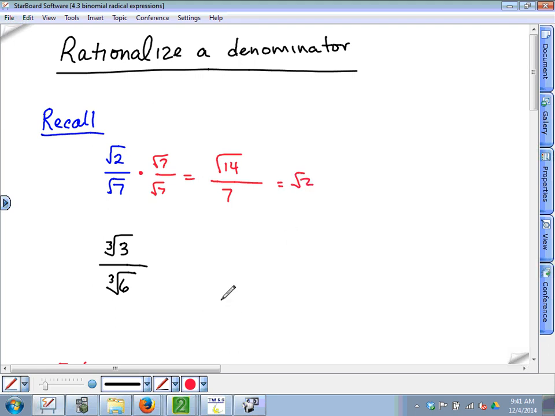Is that what you do here? Yeah, you just leave it. You can't divide a number that's inside of a square root by a number that's not inside of a square root. So that would be about as far as you take that one.